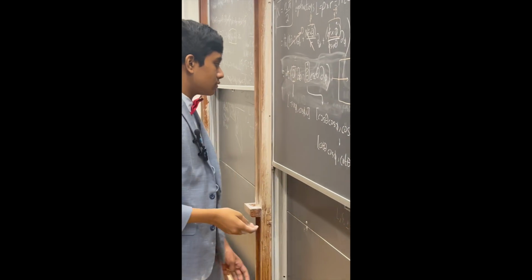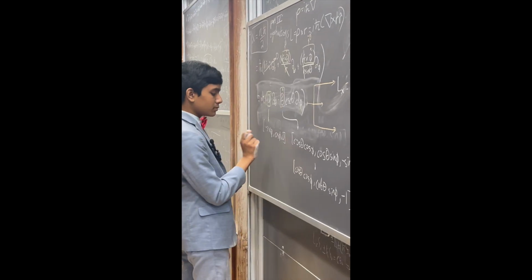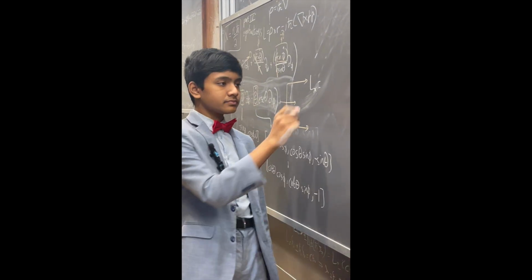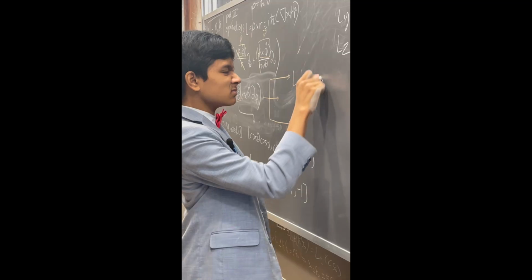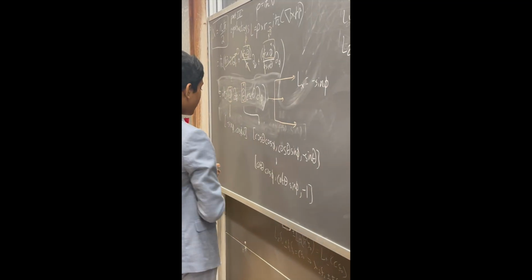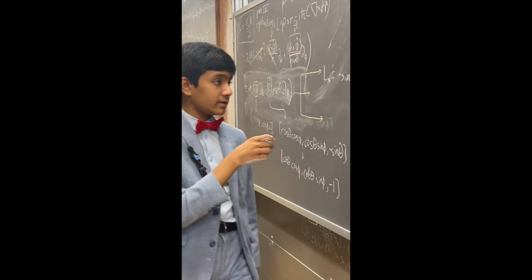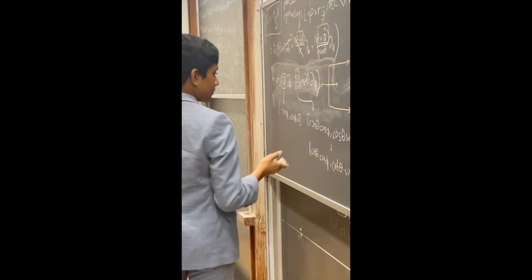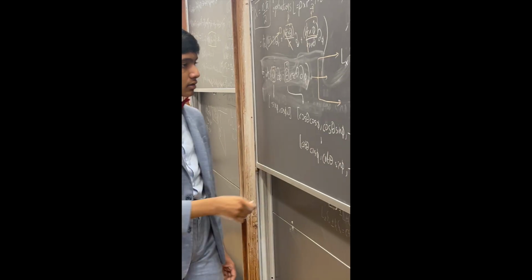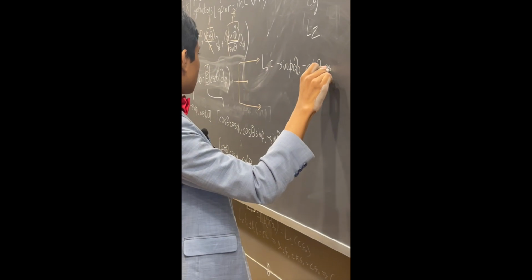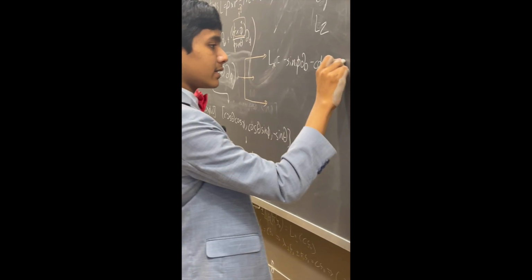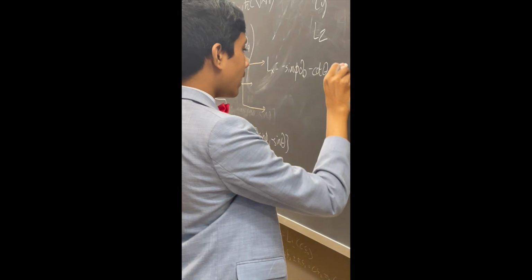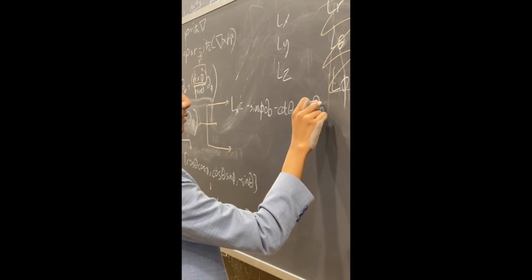Lx, which is equal to what? There's a minus sine phi over there. Then there's a partial theta over there as well. Minus cotan theta cosine phi. I'm not missing anything, no. Multiplied by partial phi.